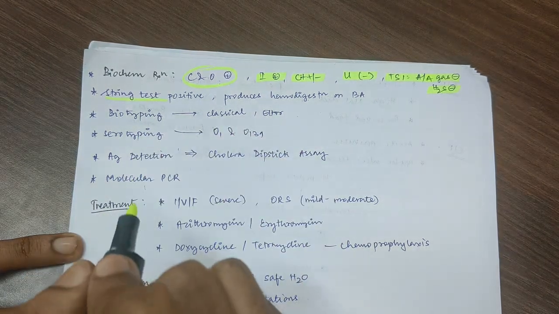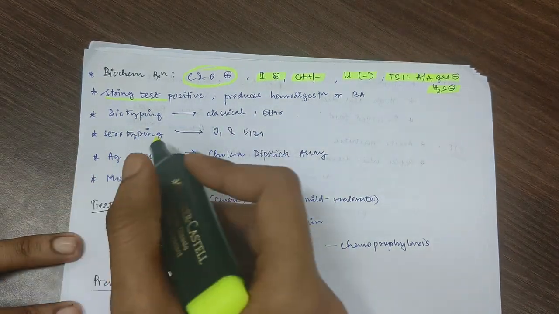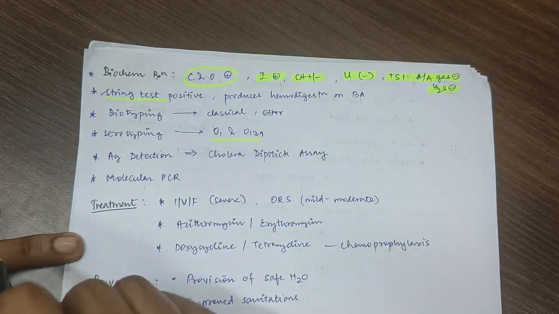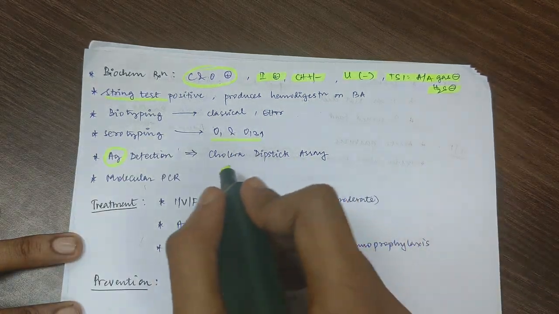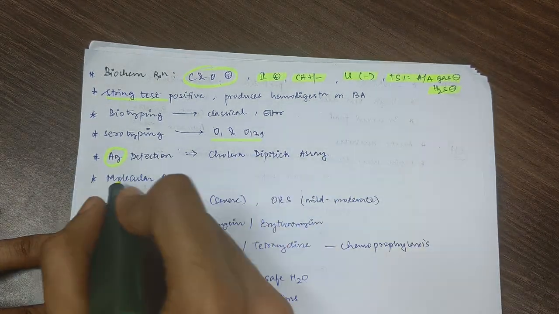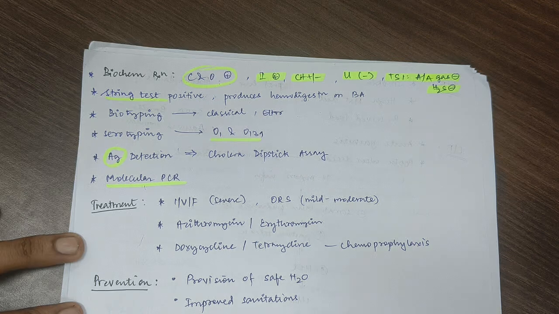Biotyping, you're going to see the classical and El Tor types. If you're going to serotype, you're going to see O1 and O139. Antigen detection again by cholera dipstick assay and molecular PCR.